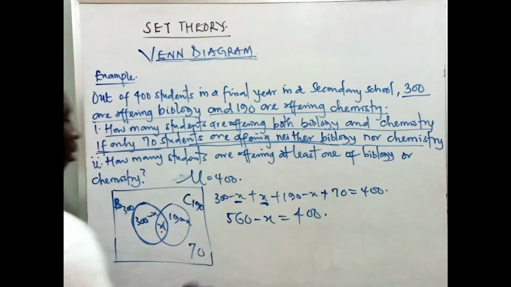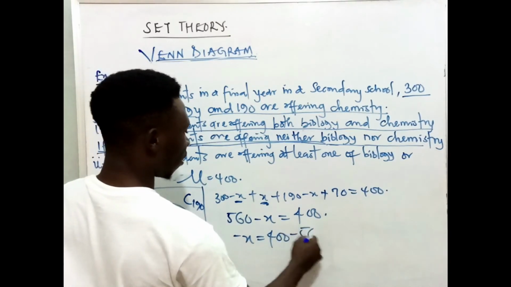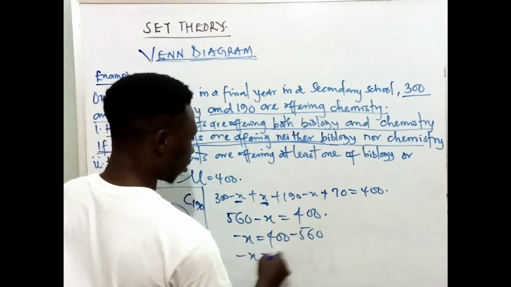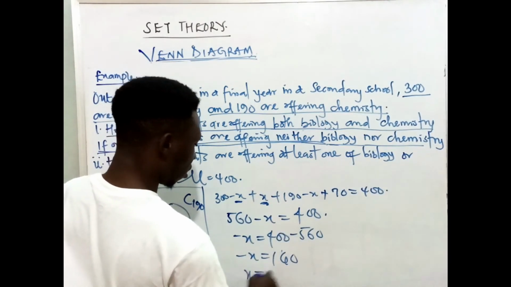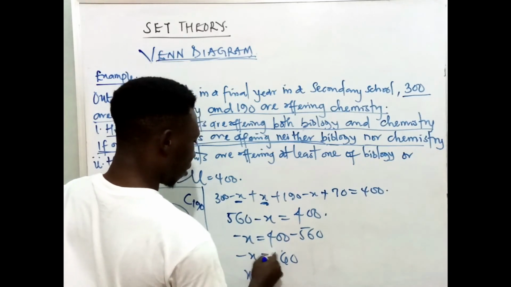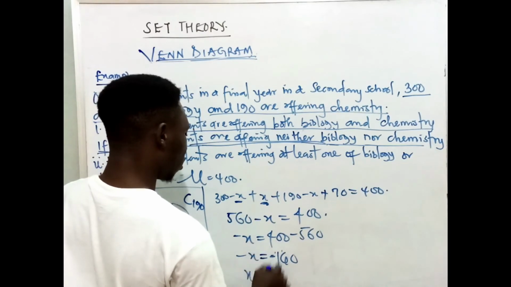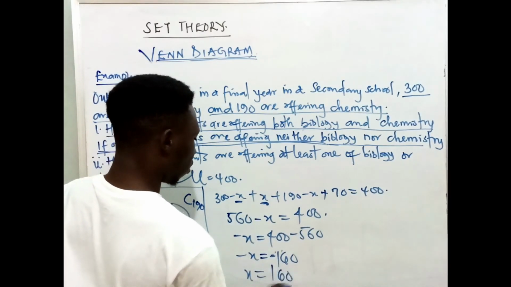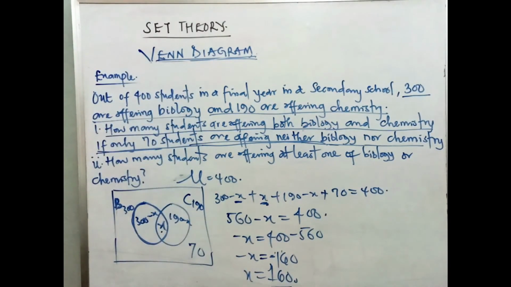400. So collecting like terms, minus x here is equal to 400 minus 560. So minus x here is equal to minus 160. Divide both sides by minus 1. So x here is equal to 160. Since your x here is equal to 160, they said how many students are offering at least one of biology or chemistry?